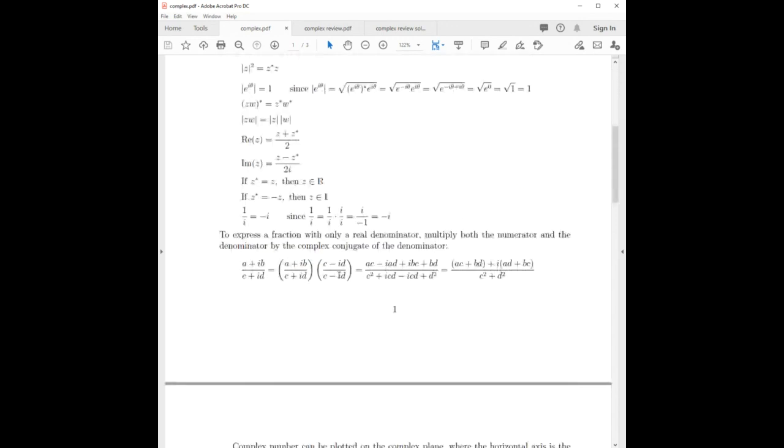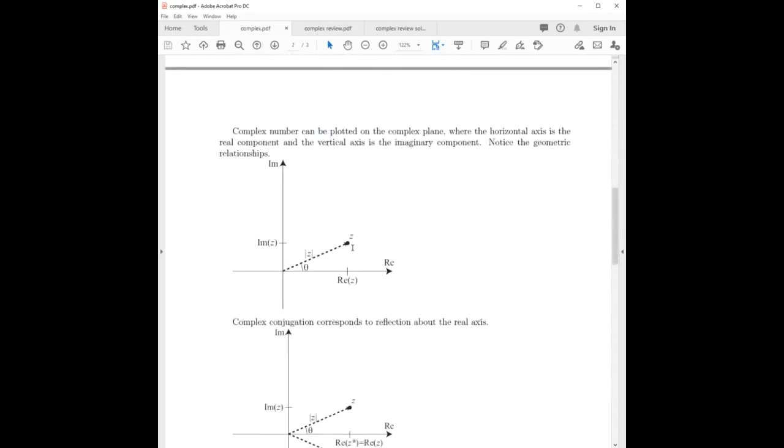I'm going to scroll down to a graph right here. So the real axis, we make the horizontal axis. The imaginary axis is the vertical axis. So again, we plot Z as x, y, or real of Z, imaginary of Z, a plus ib, real of Z plus i times imaginary of Z. Or we could also write Z equal to modulus of Z, the magnitude of the vector, times e to the i theta, where theta is the angle at which we're plotting it.